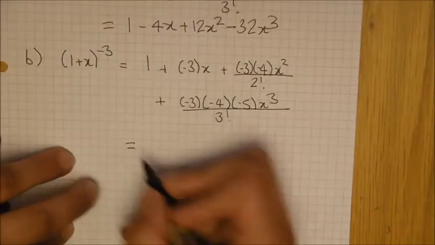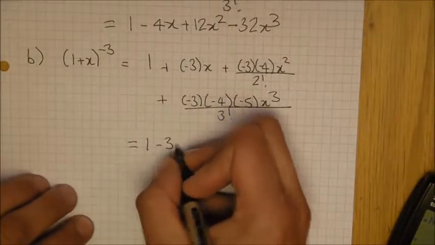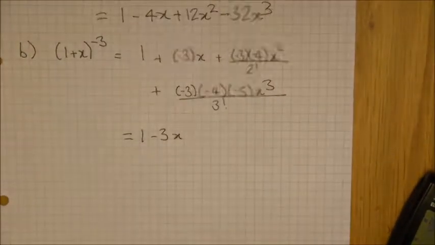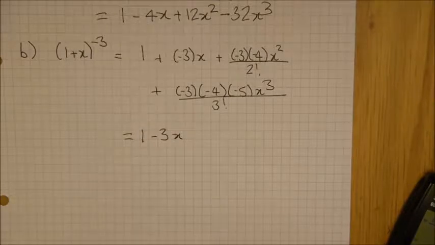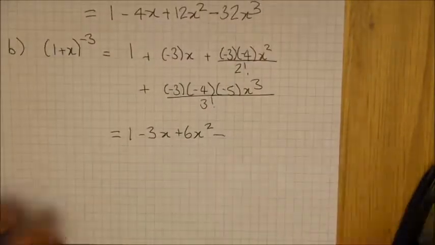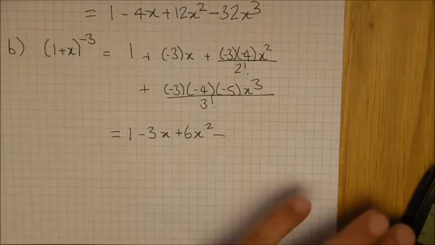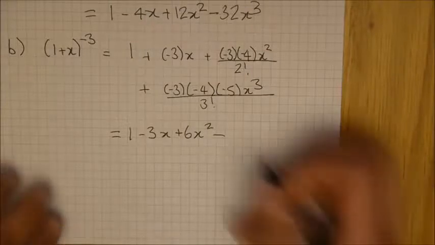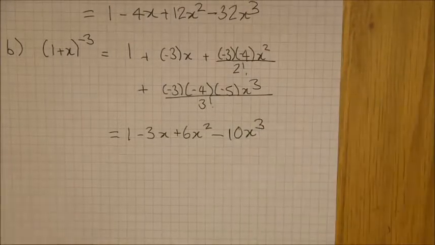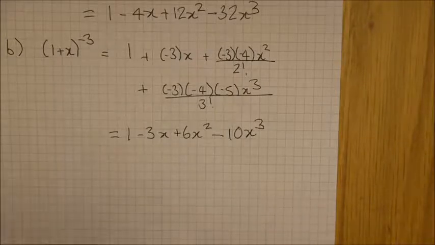Now then, spanning this out, we get 1 minus 3x plus 6x squared minus 10x cubed. Now, as I said earlier, they will usually only ever ask you to go up to the power of x cubed, because as I said, this formula will go on for infinity.